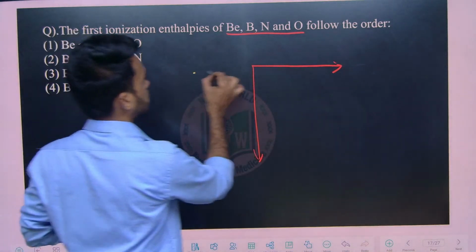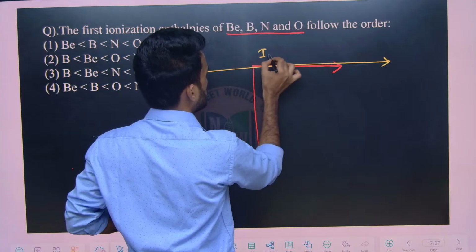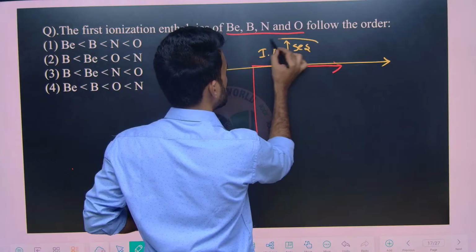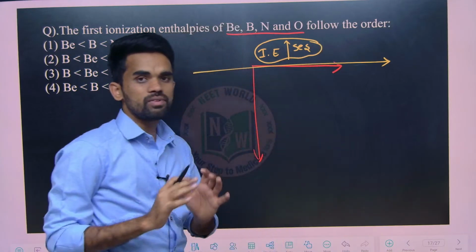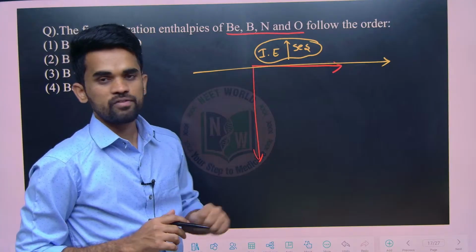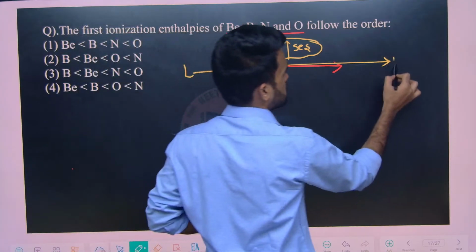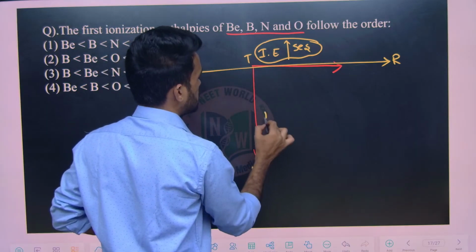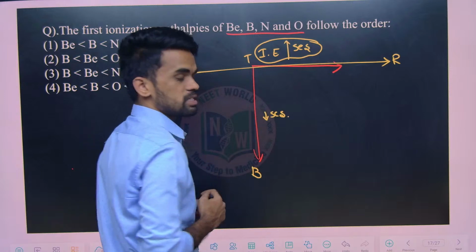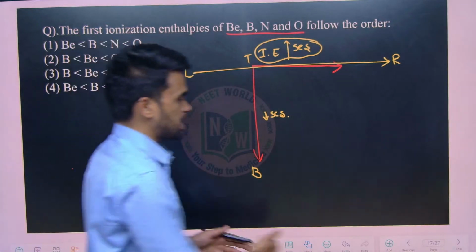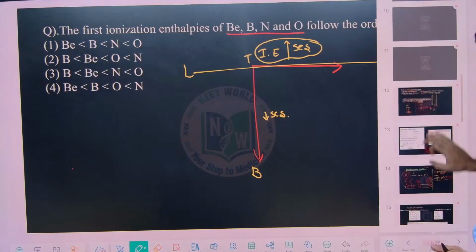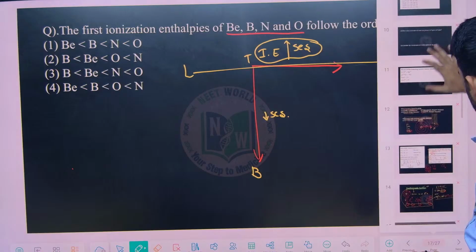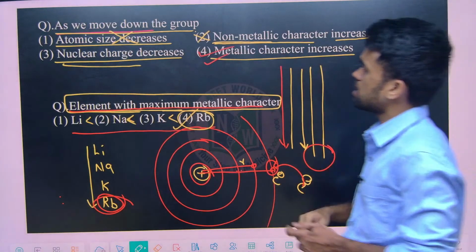When you move in a horizontal row, ionization energy increases. There will be some alternations, but the overall conclusion is that it increases. From left to right, what happens to ionization energy? It increases, you can remember. Now from top to bottom, what happens to ionization energy? It decreases. So why does it decrease? What is the first question we discussed today? Let me show you that. This one.